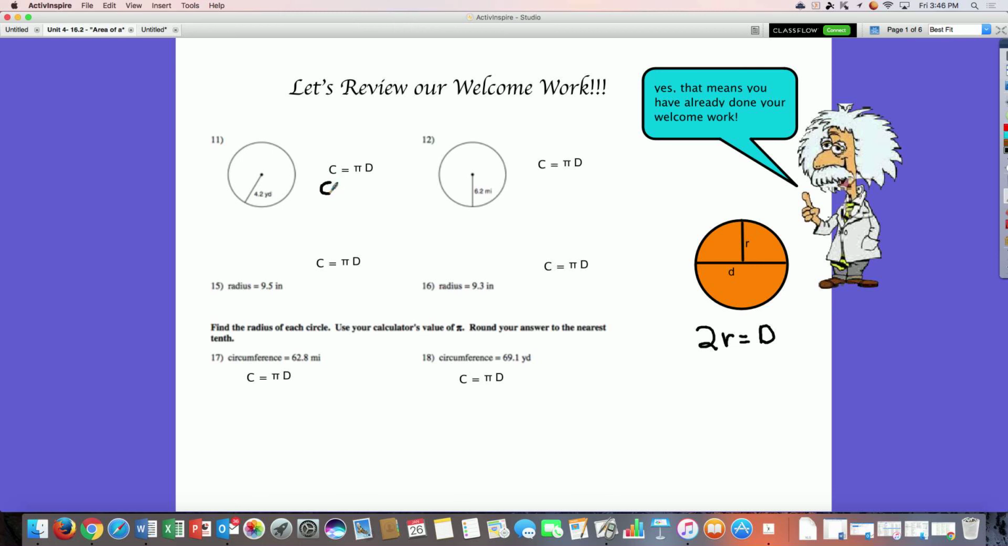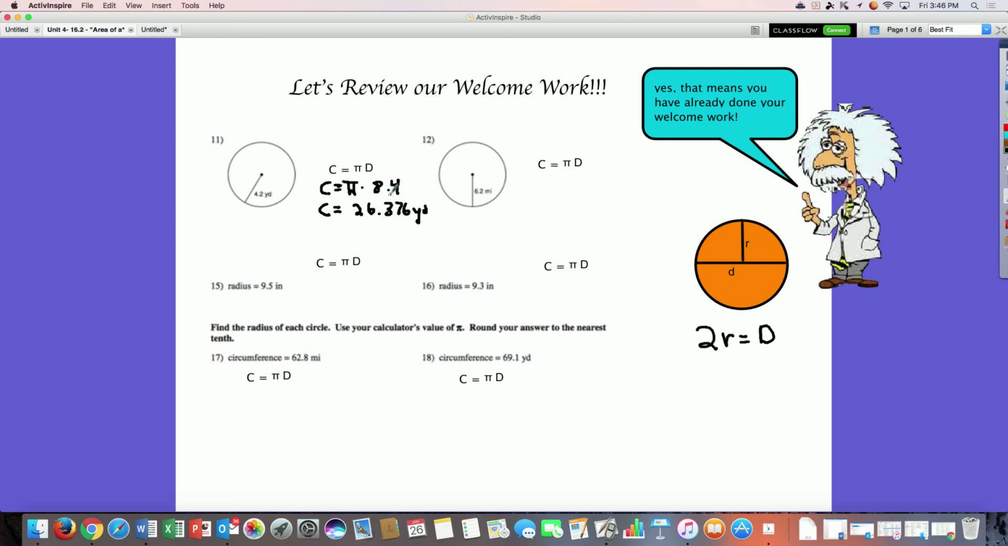After that, I'm going to write C equals pi, 3.14, times the diameter. Well, if the radius is 4.2, the diameter has to be 8.4. And then you use your calculator. We're going to use 3.14 for pi for all these. When I multiply that, I'll get 26.376, and that would be yards. So for number 11, 26.376 yards.